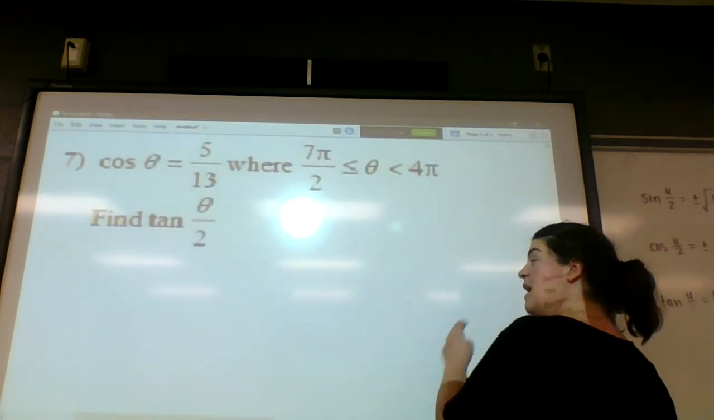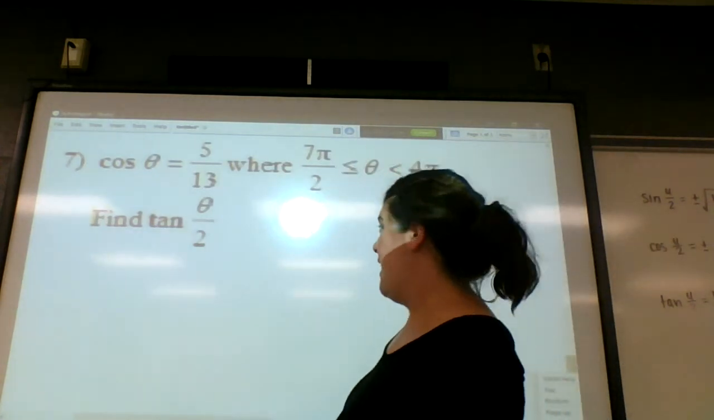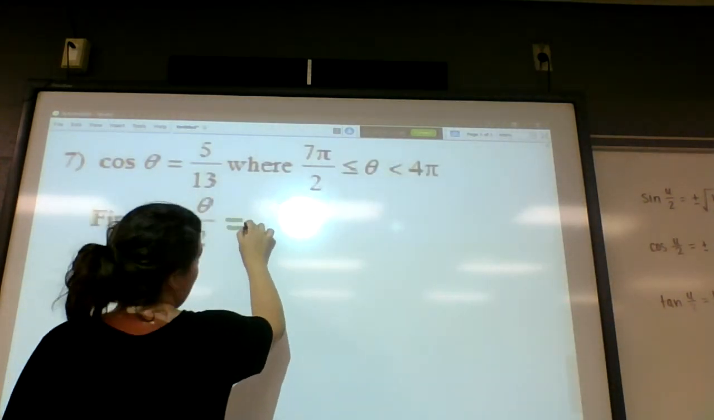All right, so the cosine of theta is 5 over 13. Theta is between 7 pi over 2 and 4 pi. And we need to find the tangent of theta. The best thing about the tangent, though, is you don't have to decide plus or minus, right? It'll just give it to you. So we don't really care much about what's going on here as of right now. So let's go ahead and figure out what this is.